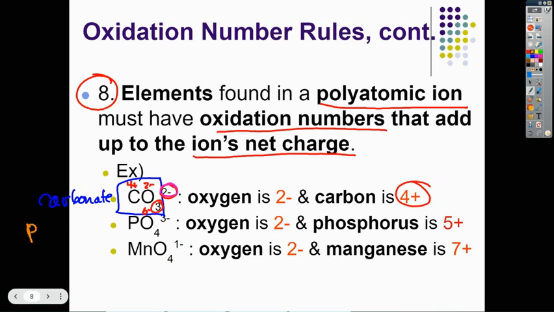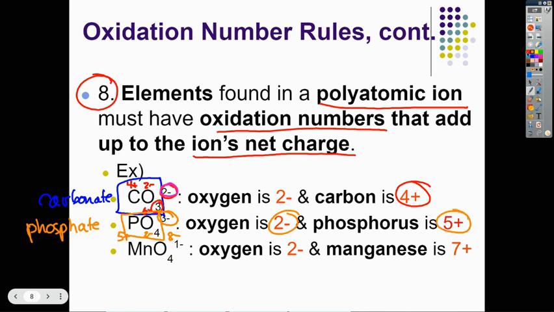For phosphate, PO4 3-, oxygen is going to be a 2 minus because that's our rule. We have 4 of them, so it gives me a total of 8 minus. But the net charge is a 3 minus. So 8 minus 3 means that phosphorus is going to be a 5 plus.